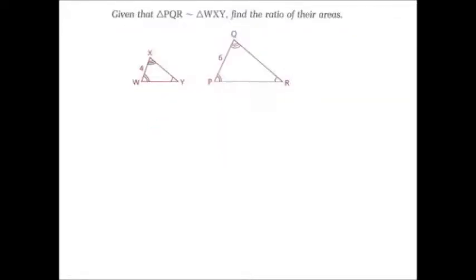So let's see if you got this concept. We're given similar triangles. Not only are they similar, but we can also see the tick marks. I want you to find the ratio of their areas.